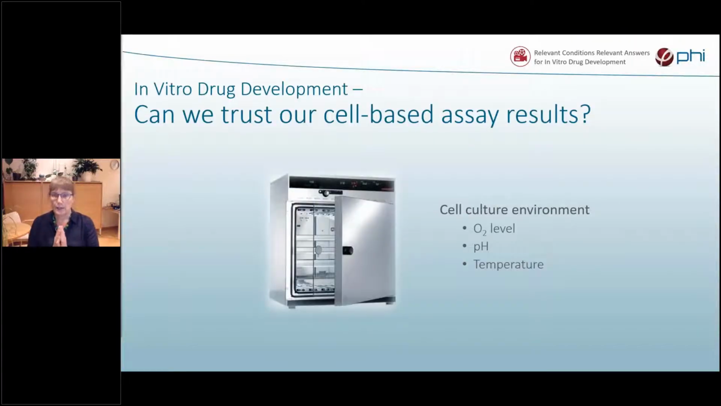So, can we trust our cell-based assay results? To create a cell-friendly environment, standard cell cultures are kept in incubators with 5% carbon dioxide, 37 degrees Celsius, but uncontrolled oxygen. And neither of these parameters are treated with care. Cells are taken out of the cell culture incubator for sampling and viewing, and the incubator door is often open, causing fluctuating temperature, fluctuating oxygen levels, and shifts in pH. Not only you, but also your colleagues will contribute to this.